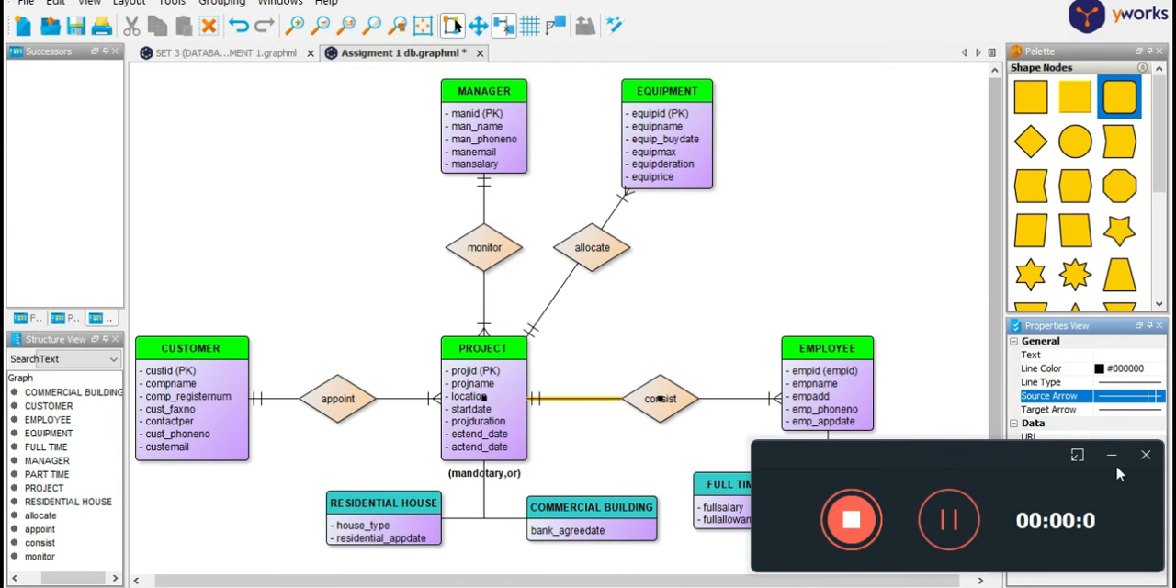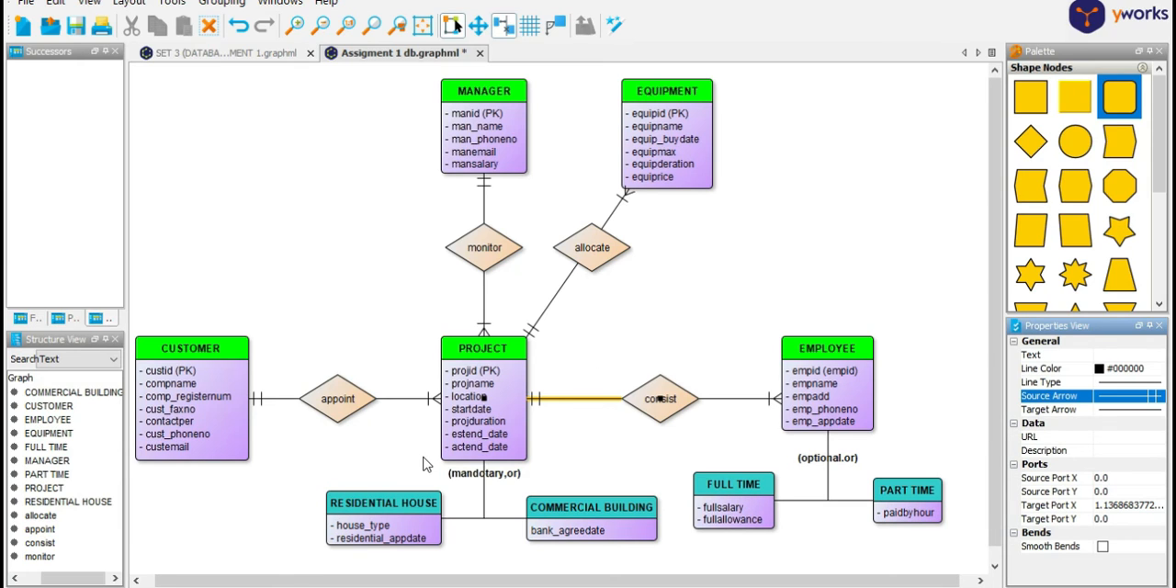Okay, for the multiplicity, project is the parent of residential house and commercial buildings. That means residential house and commercial building are the children, and this is called specialization. In the text there are 2 categories of project, residential house and commercial buildings. That means it is mandatory, so a project can choose either residential house or commercial building.